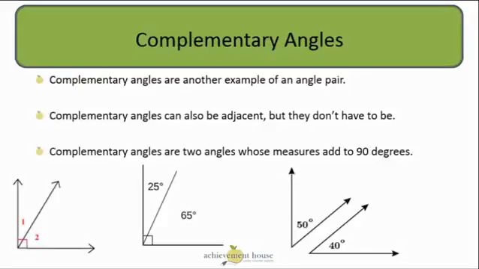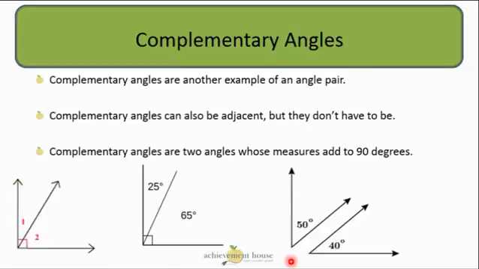First, I want to talk about complementary angles. Complementary angles are just another example of an angle pair. Complementary angles can also be adjacent, but they don't have to. In most cases, you'll find them right next to each other. For example, in the two images you see on the left here, these are adjacent, they share a ray. However, over here, these two angles are still complementary. However, they are separated from each other.